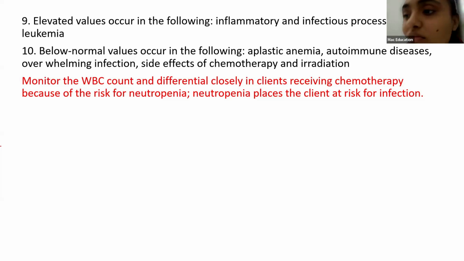Understood? Below the normal values occurs in the following. Aplastic anemia, autoimmune diseases, overwhelming infection, and side effects of chemotherapy or irradiation. If the client has aplastic anemia, then also the WBC count decreases. In autoimmune diseases, will the WBC be low or high?